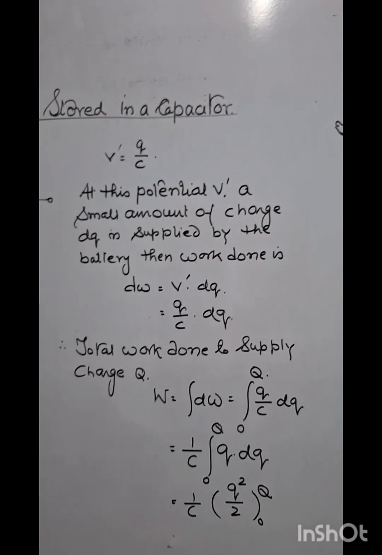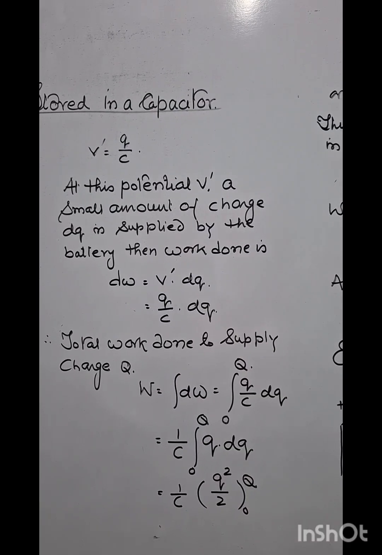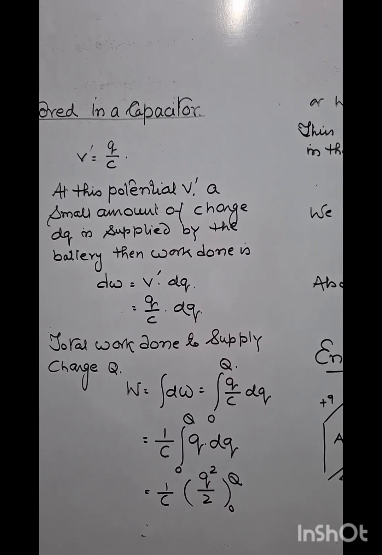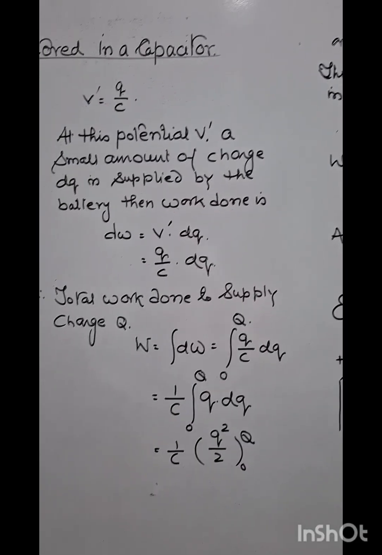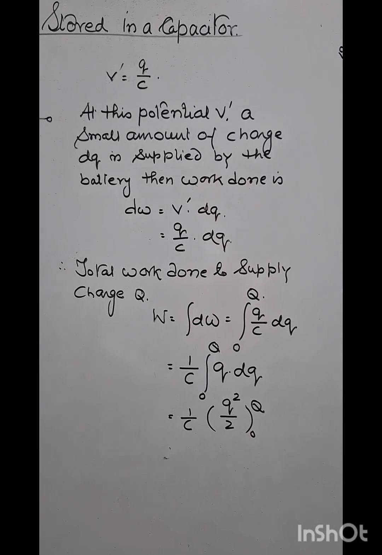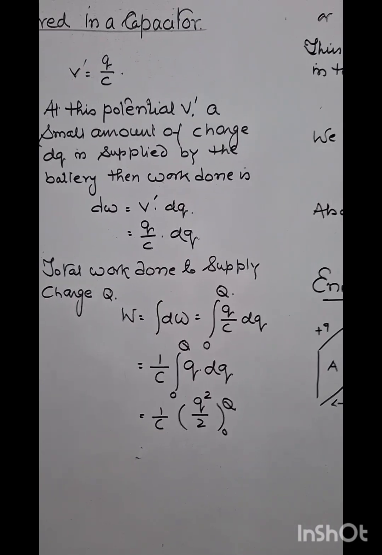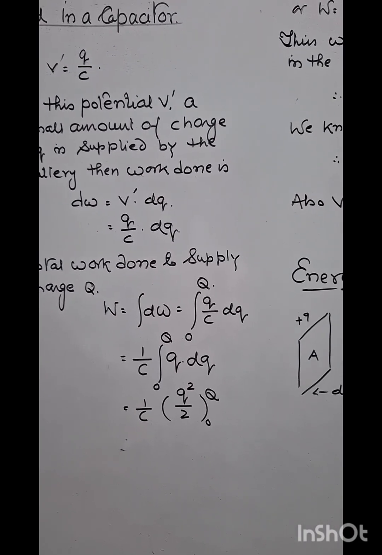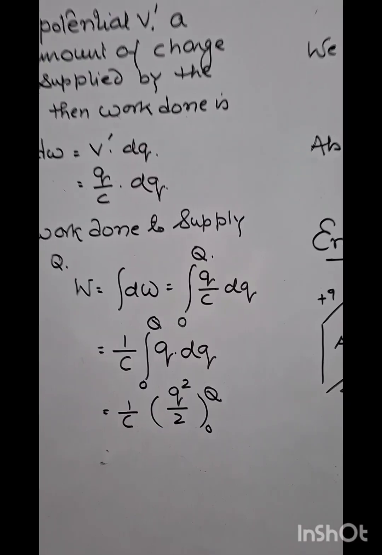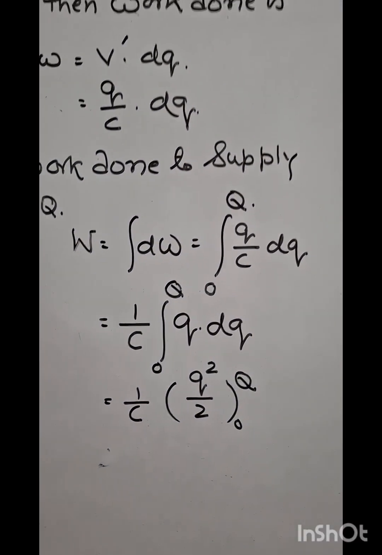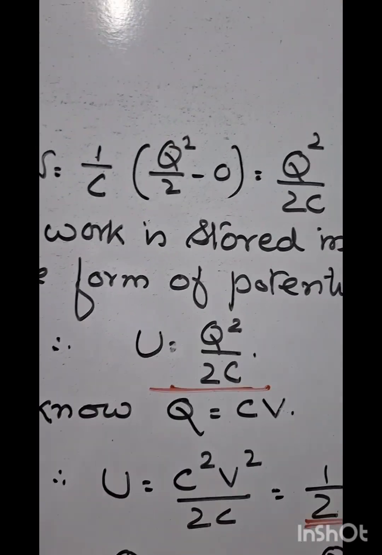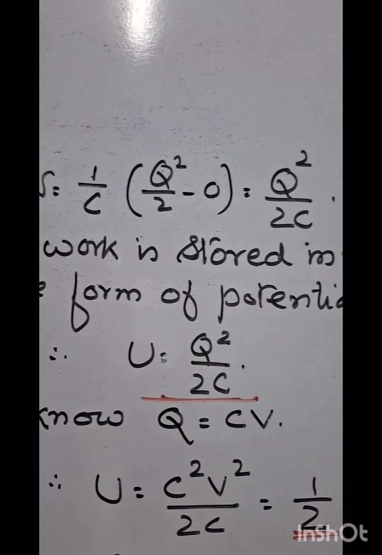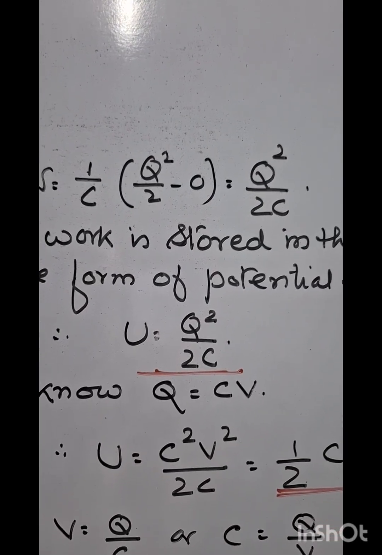At this potential, if we further supply charge dq, then the work done is given by dW is equal to V' into dq, or Q by C into dq. To calculate the total work done to supply charge Q, we integrate the above expression, that is W is equal to the integral dW, from 0 to Q, of Q upon C into dq, which results in W is equal to 1 upon C into Q square by 2, or you can say Q square by 2C.